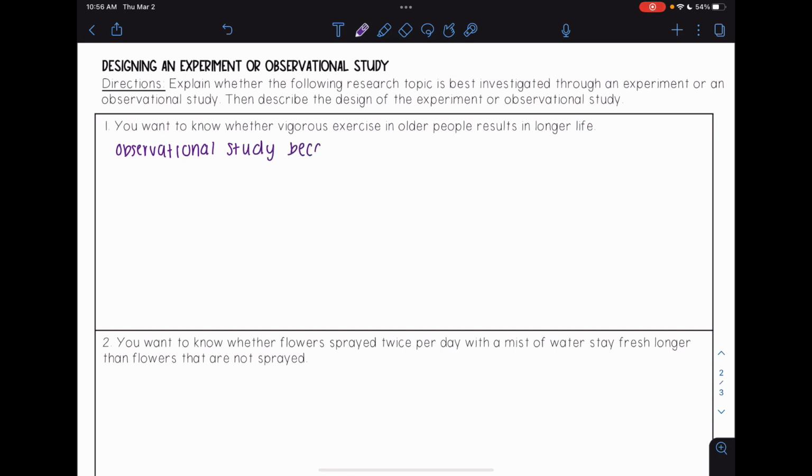And I'm going to say because it's not ethical to make someone unhealthy do vigorous exercise.